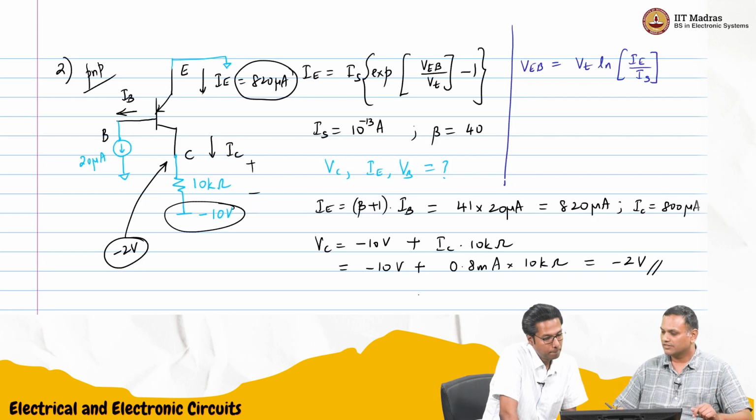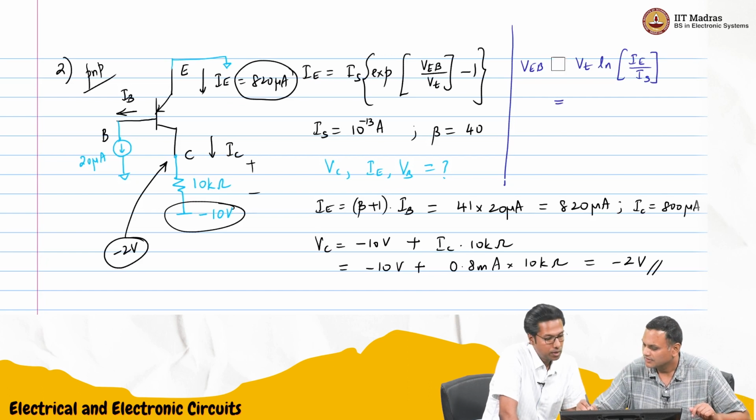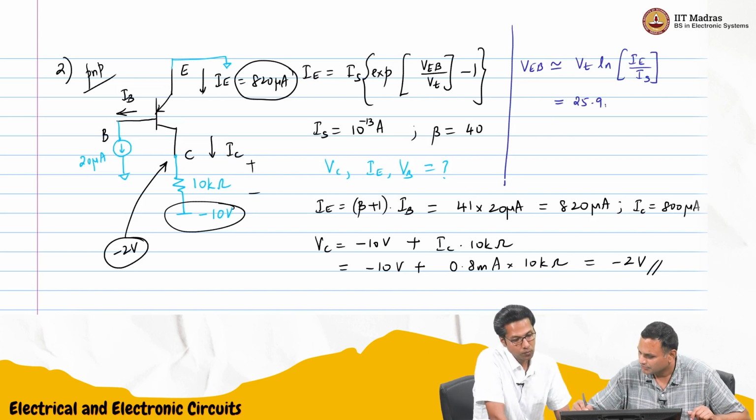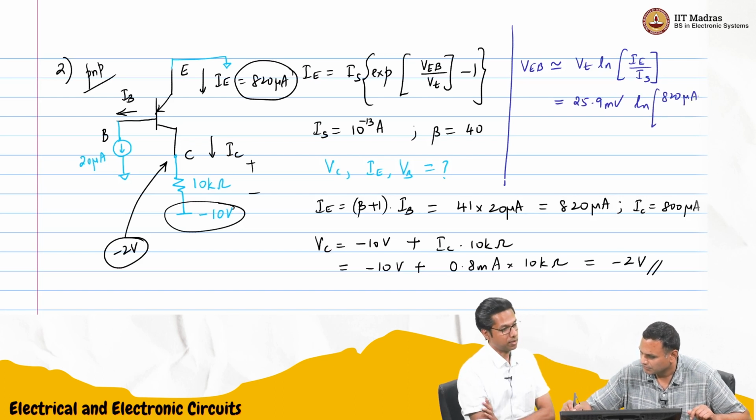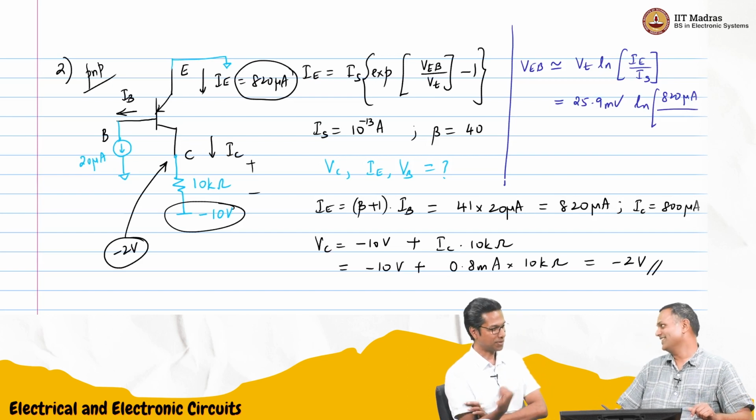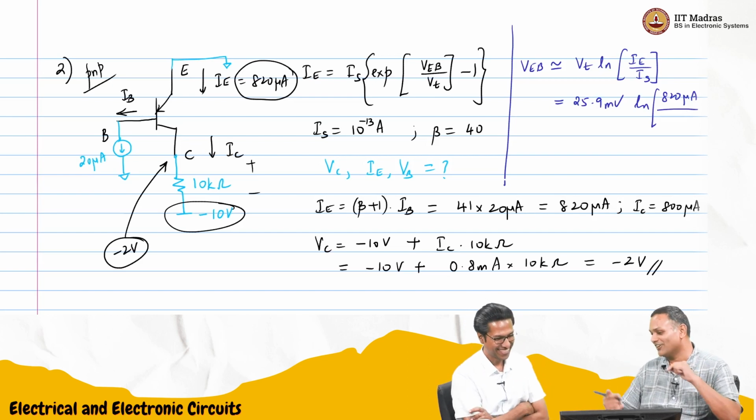Yeah. Right. So this is IE we know, 820. So, yeah. So this 25.9 we have to memorize. Yes. Most of the questions are not revealing it.